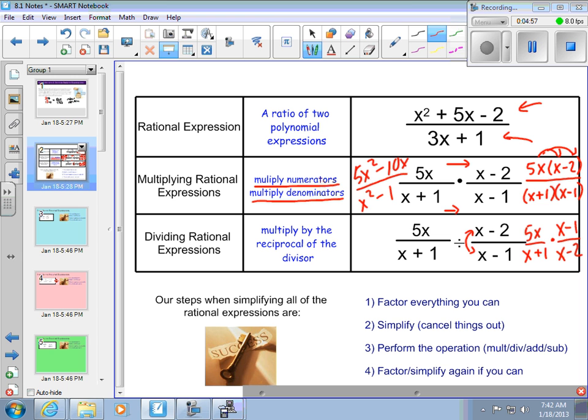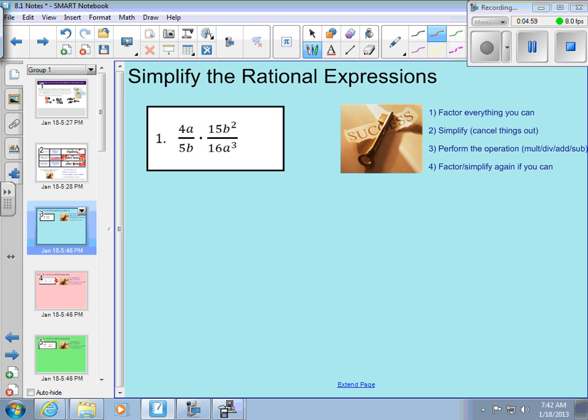All right, so let's look at an example. Number 1, we want to multiply, you can see the multiply symbol, these two rational expressions. All right, so what we said, when we multiply across the top, multiply across the bottom. Let's multiply across the numerator first. 4 times 15 gives us 60. A and b squared are different variables, so we're just going to write it as ab squared. Now we're going to do the same thing with the denominator.